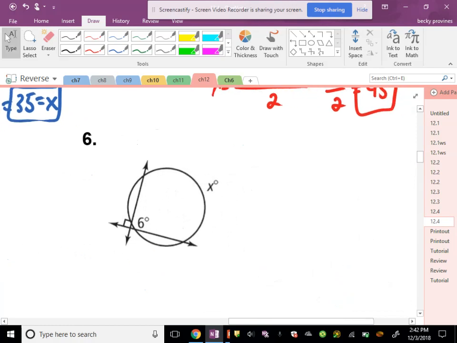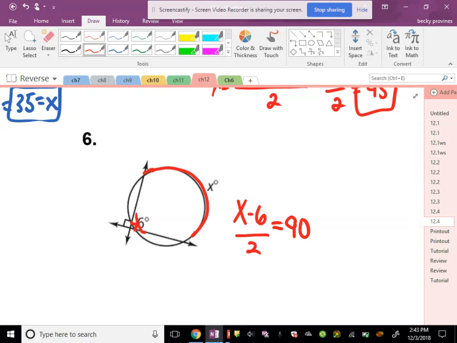For number 6, okay, so I know this angle here is 90. Now, the little tiny arc, it's so tiny, you can't really do the arc and the angle the same. The little tiny arc right here, that is 6 degrees. I know this angle here is 90. So this big arc minus this tiny arc over 2 is going to equal 90 degrees.